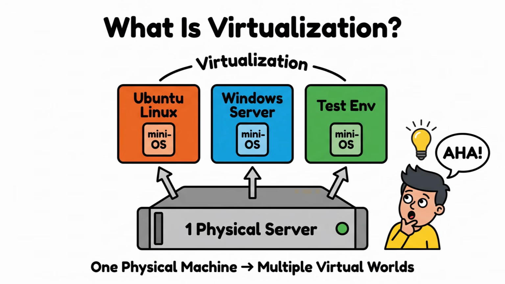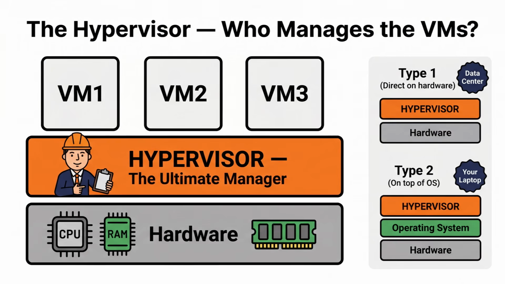Imagine you have one powerful server, one physical machine, but you want to run multiple operating systems on it at the same time. Maybe a Linux server, a Windows server, and a test environment, all on the same hardware. That's exactly what virtualization lets you do. One physical machine, multiple virtual machines. Mind blown. So if we're running multiple virtual machines, who manages all of them?